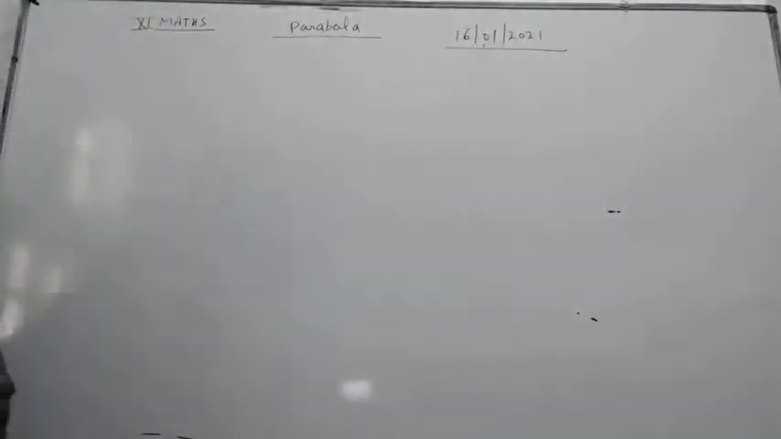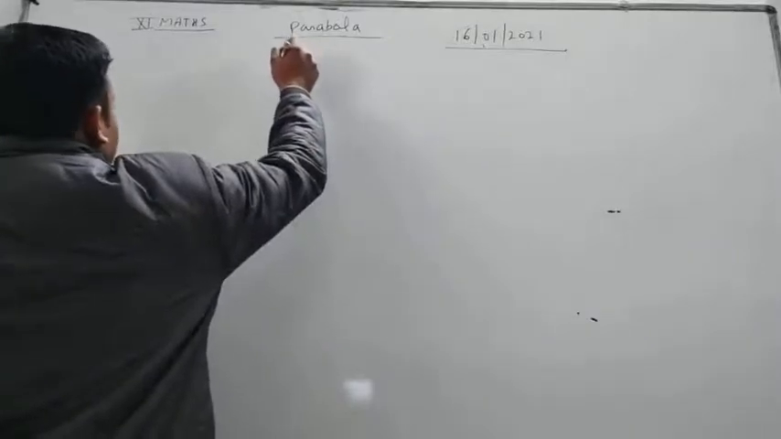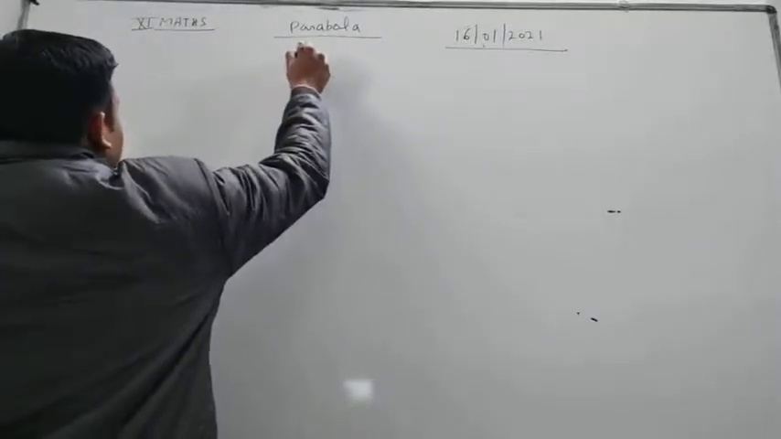Now, student, we are going to take a question. The question says: find the equation of parabola whose focus is (-3, 2) and directrix is x plus y is equal to 4.